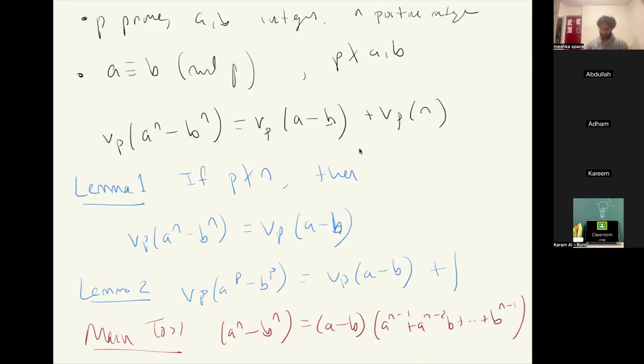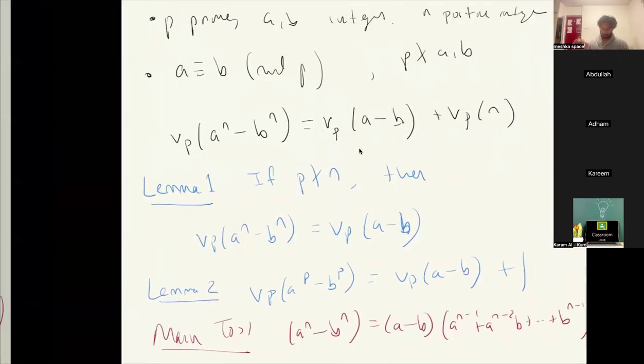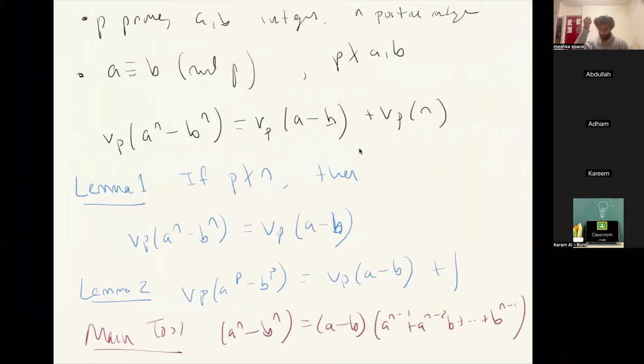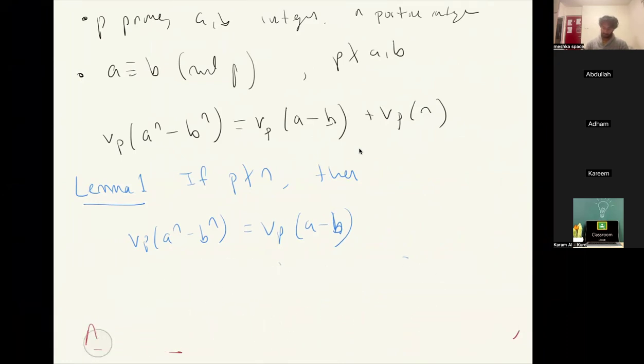Okay, so I can duplicate this page. Let's start with lemma 1. For lemma 1, we just want to show that if the exponent is not divisible by p, then the valuation does not change. So I have A to the n minus B to the n, and I factor it like this.